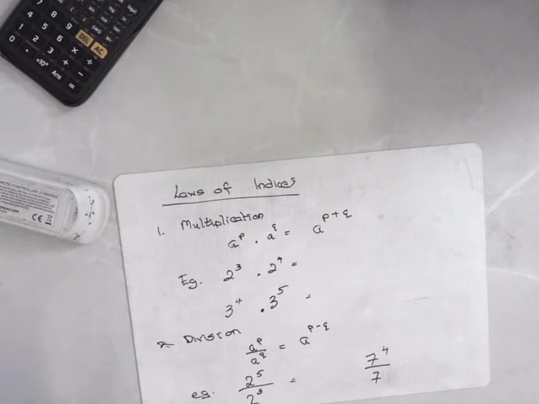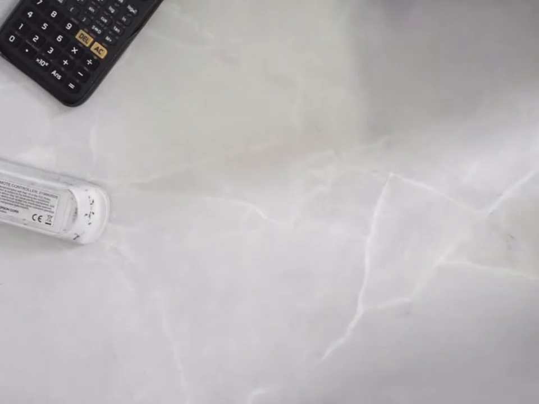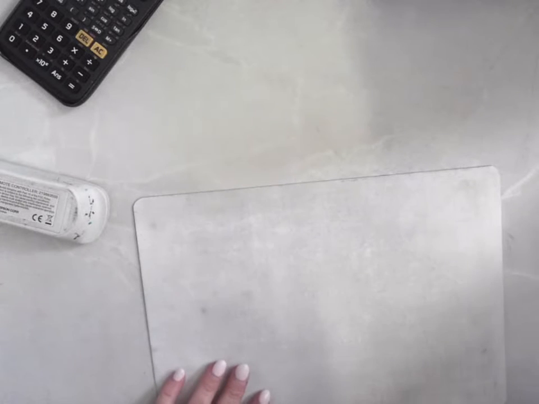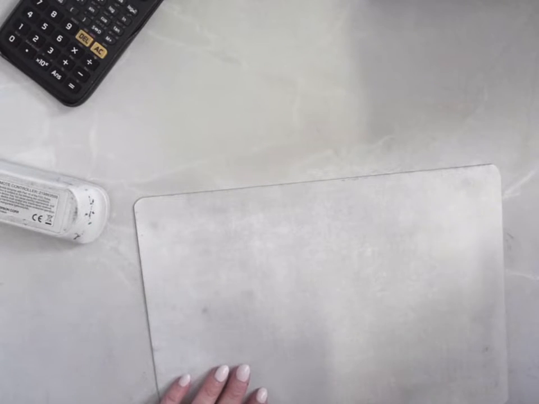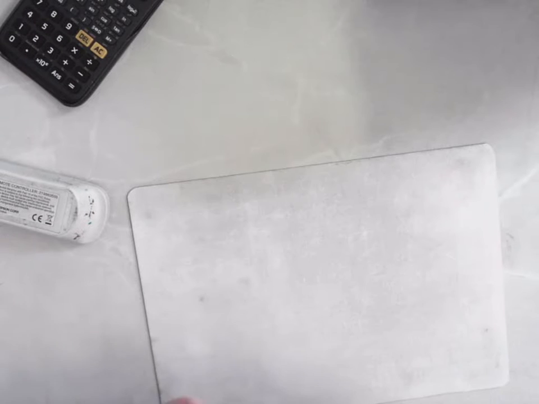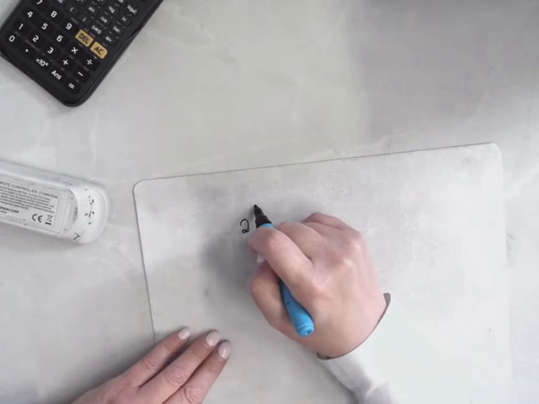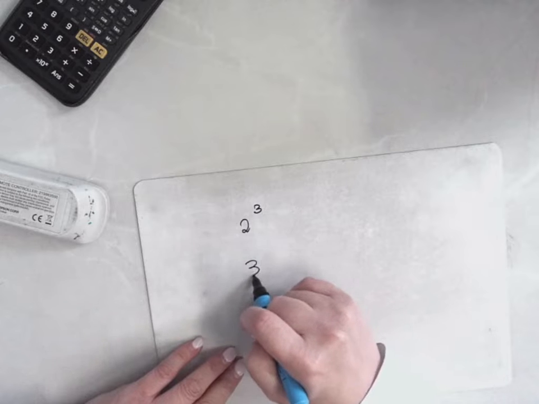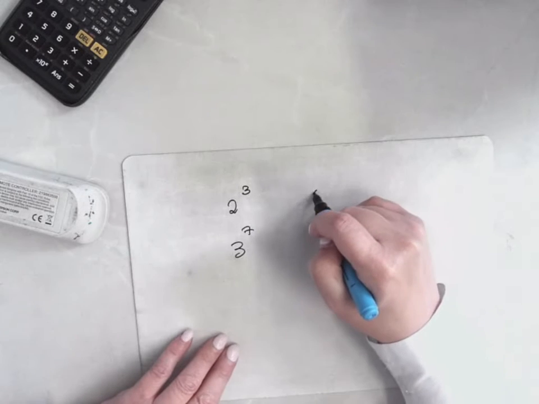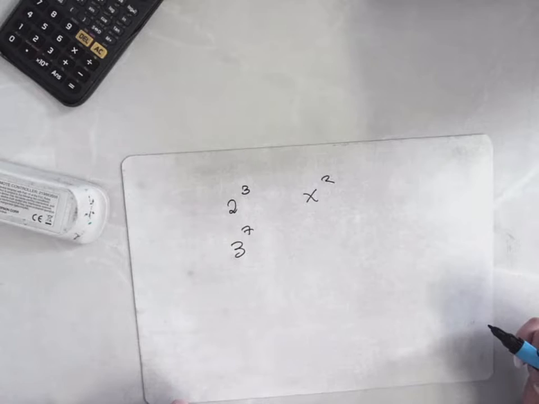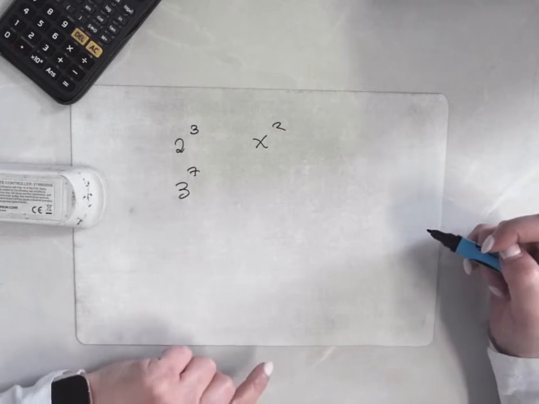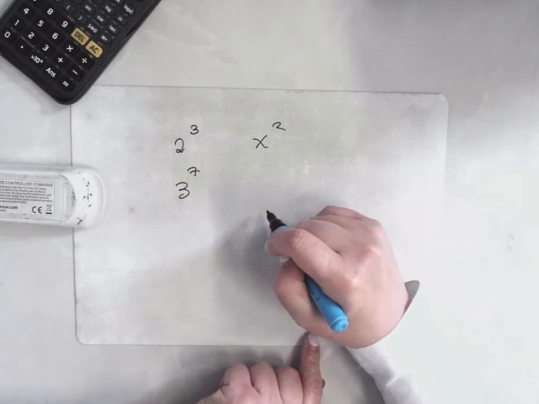Okay, so 2 to the power of 3, that's an indice, right? 7 to the power of 4, right? Do you all know what I mean by to the power of? An indice is something with a power on it. So indices: 2 to the power of 3, that's an indice. 3 to the power of 7, that's an indice. X squared, that's an indice, isn't it? And we can make anything an indice, right?